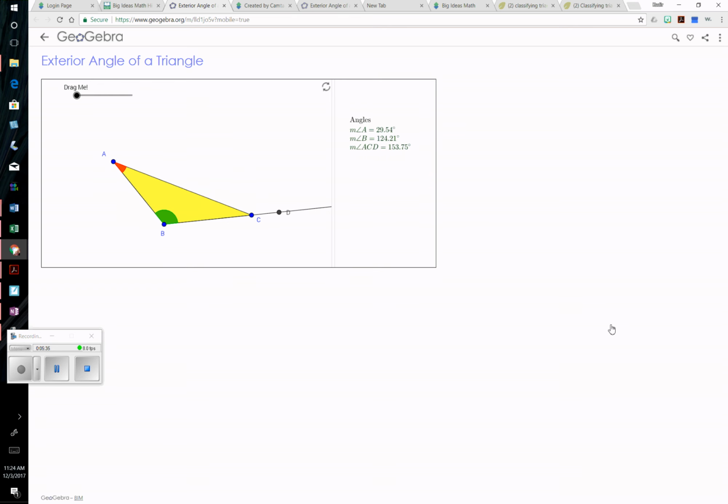And if you go up here, it says drag me. Click on that and move it, and notice it's a nice little way of seeing the theorem in action, where these two angles, angle A, which is in red, and angle B, which is in green, when you move them without changing their measures, it is the measure of angle ACT, which is pretty cool.